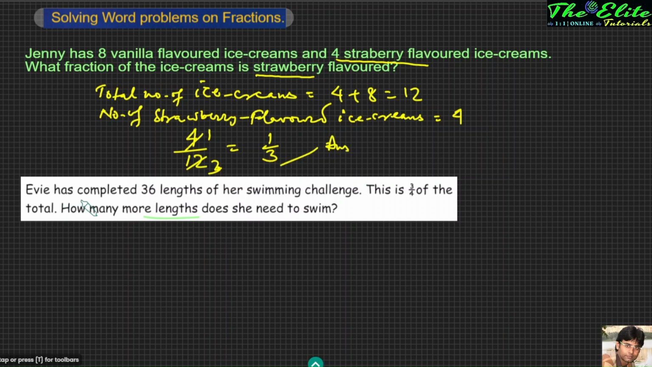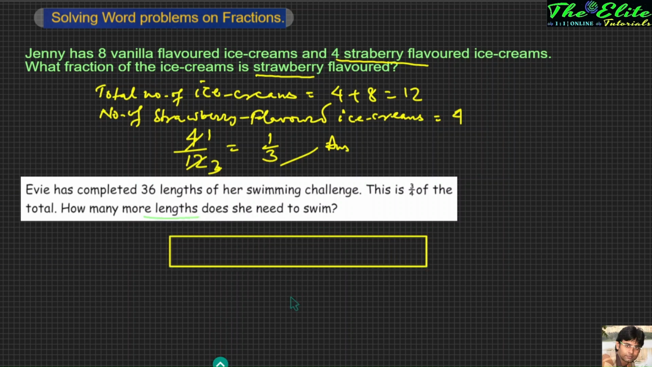Next question says that Evie has completed 36 lengths of her swimming challenge. This is 3 by 4 of the total. How many more does she need to swim? For solving this kind of question, we need to draw a figure like this, where we will be distributing this into 4 equal parts. Let's try whether we can do this or not. Yes, 4 equal parts. And 3/4 means, you can see here, this is 1 unit length, this is another 1 unit length, and totally it is going to give you 4 unit lengths.